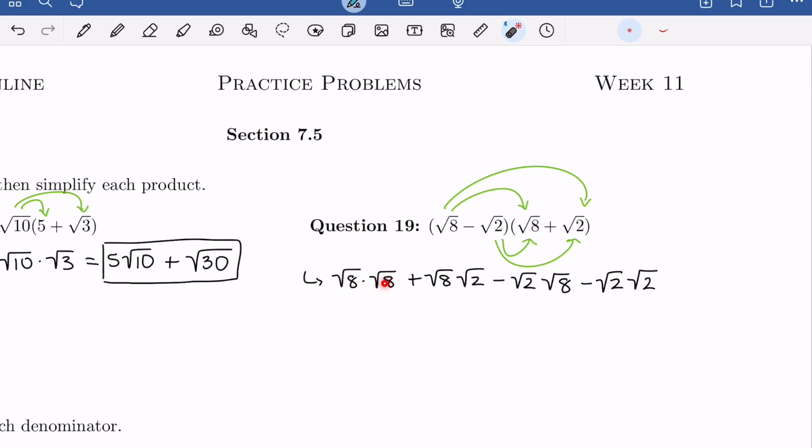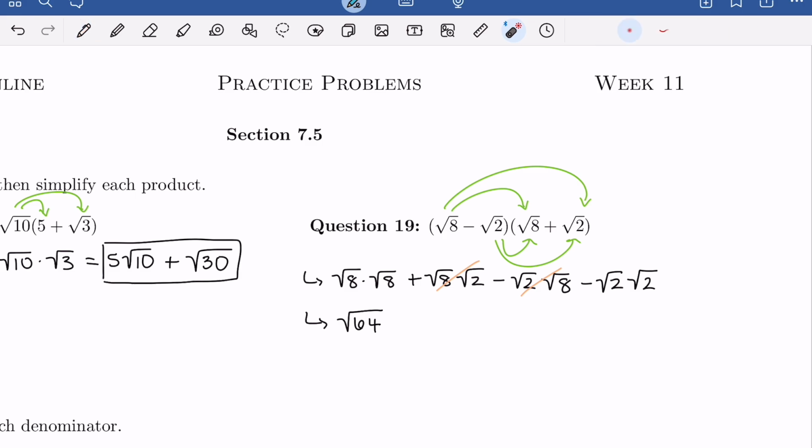We have the square root of 8 times the square root of 8. And again, we have that both of these are square roots, so they can go under one radical. This will be the square root of 8 times 8, which is 64. Now notice our next term is the square root of 8 times the square root of 2. And then our third term here is the opposite of that. We have negative square root of 8 times the square root of 2. So these guys are actually going to cancel each other out.